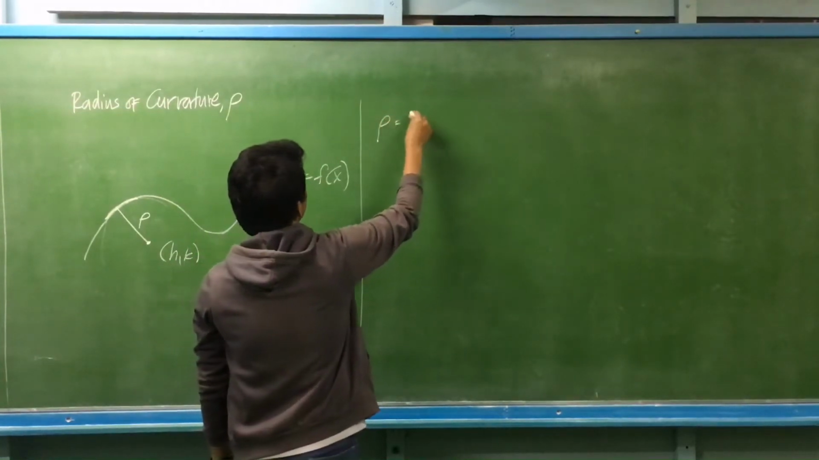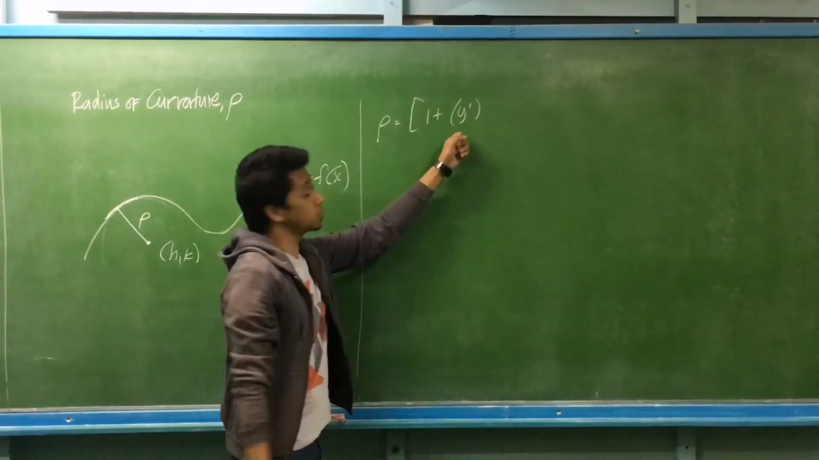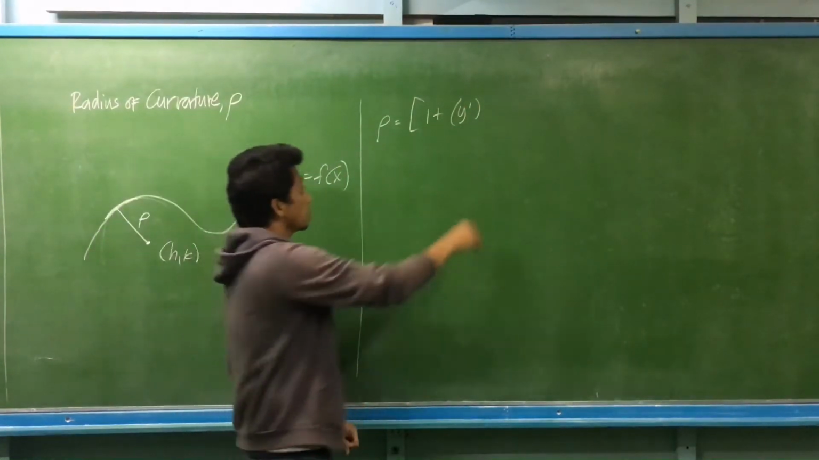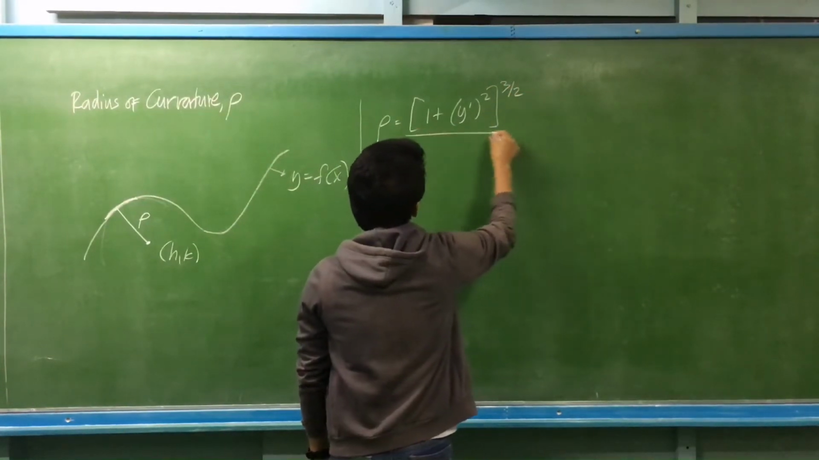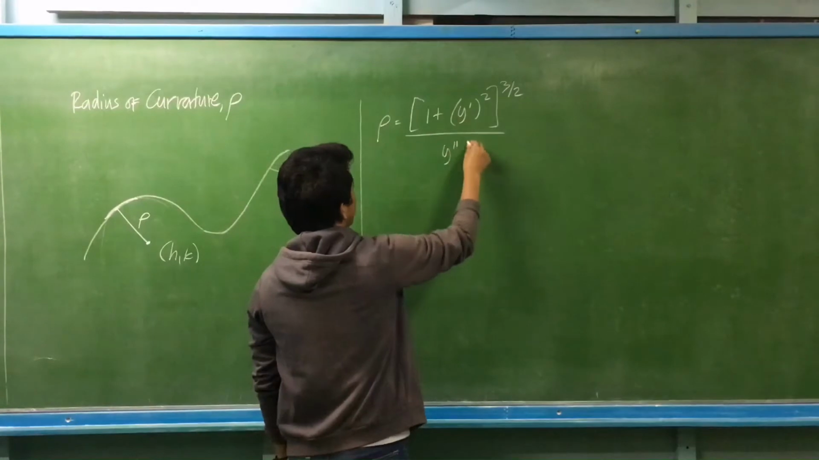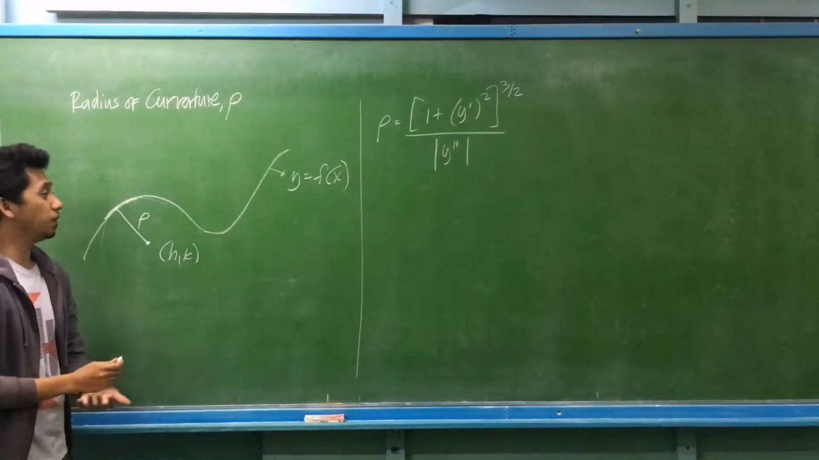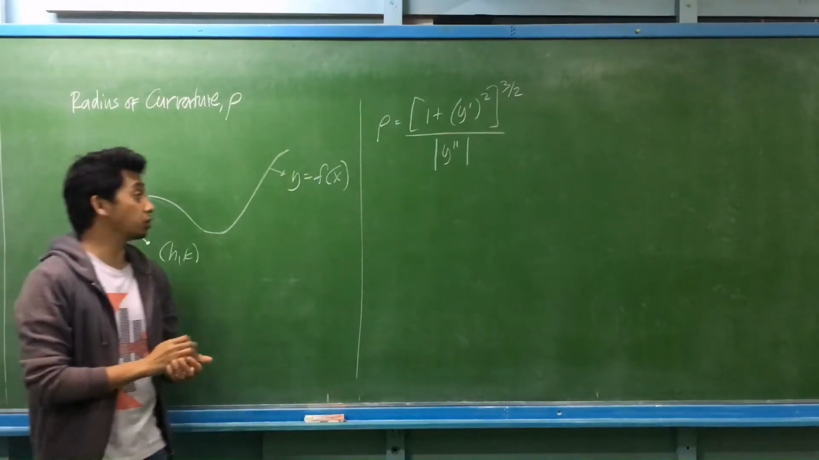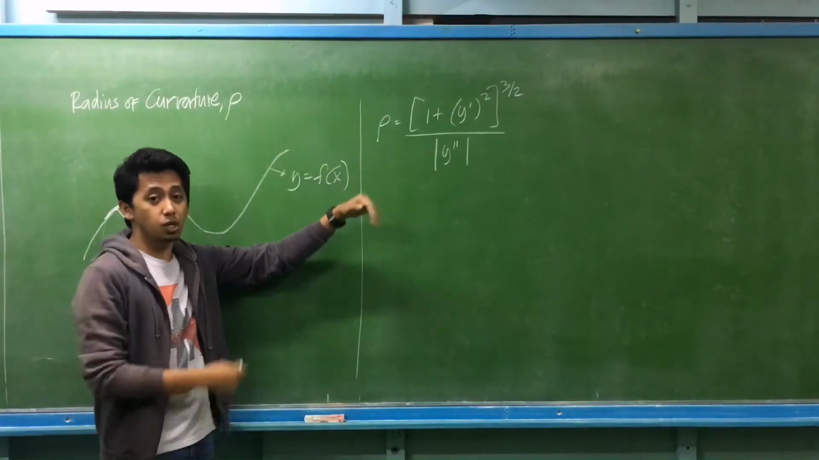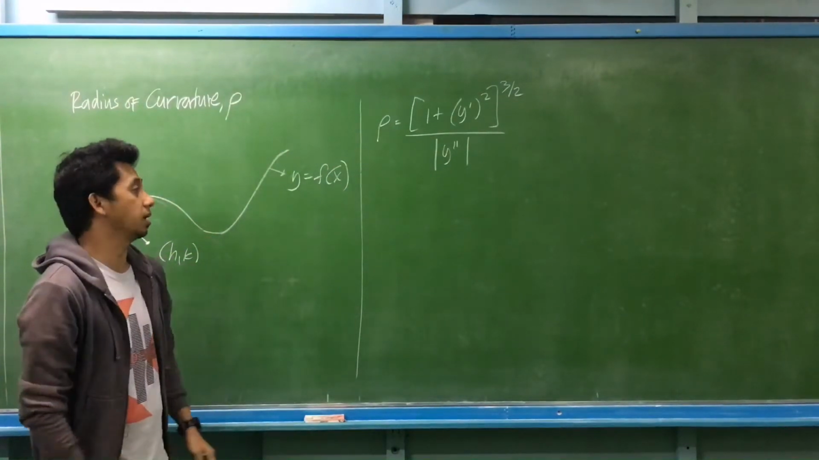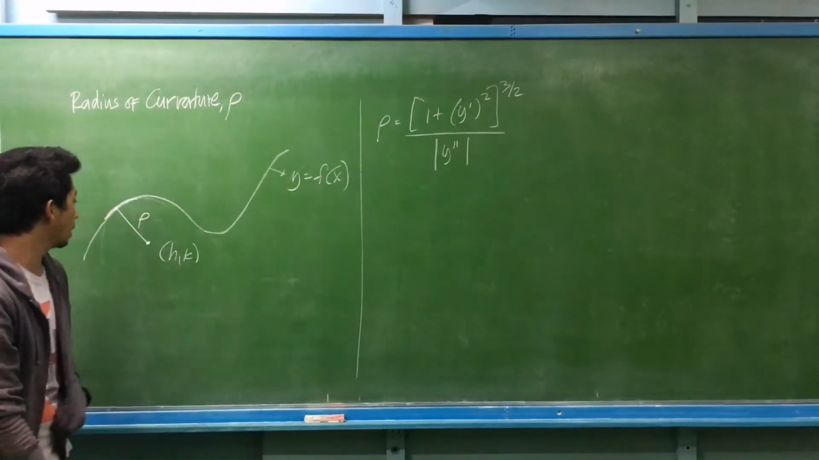We have rho is equal to 1 plus y prime, or the first derivative of the function, squared, raised to 3 over 2, all over the absolute value of y double prime. When I said absolute value, there are cases that if you do not use the absolute value, you will have a negative rho or negative radius. Since there's no such thing as a negative radius, when does it become negative and when does it become positive?